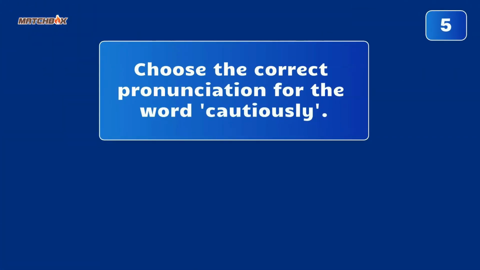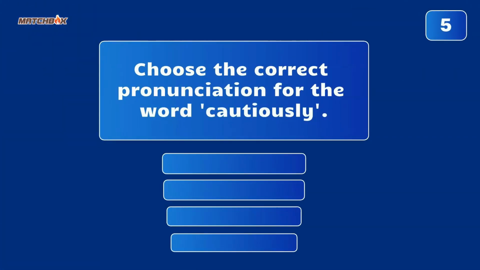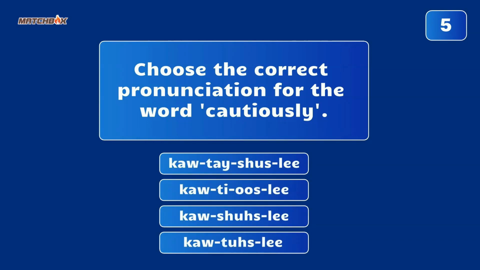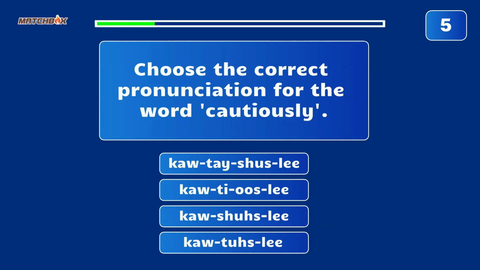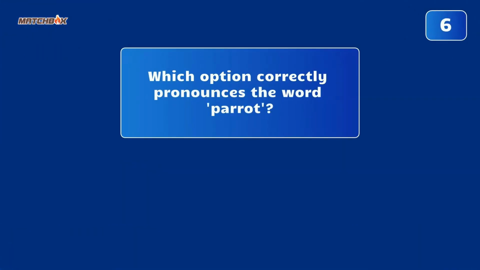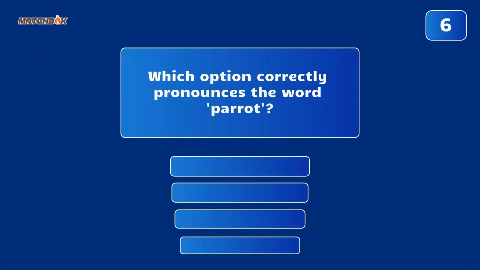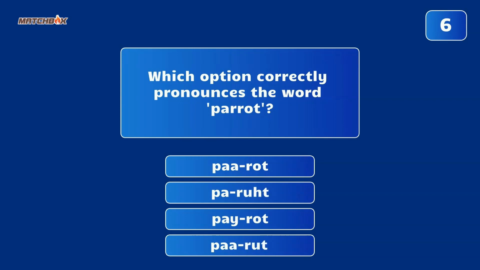Choose the correct pronunciation for the word cautiously. Cautiously, cautiously, cautiously, cautiously. Which option correctly pronounces the word parrot? Parrot, parrot, parrot, parrot.